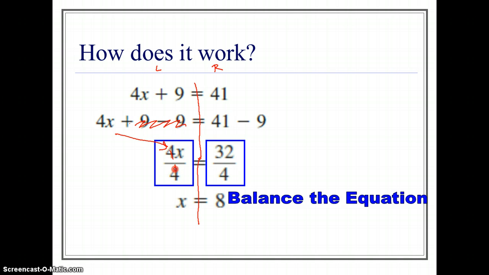4 divided by 4 leaves 1x. Remember that 1 times x just equals x. You don't need that 1 in front. And then 32 divided by 4 equals 8. So x equals 8.